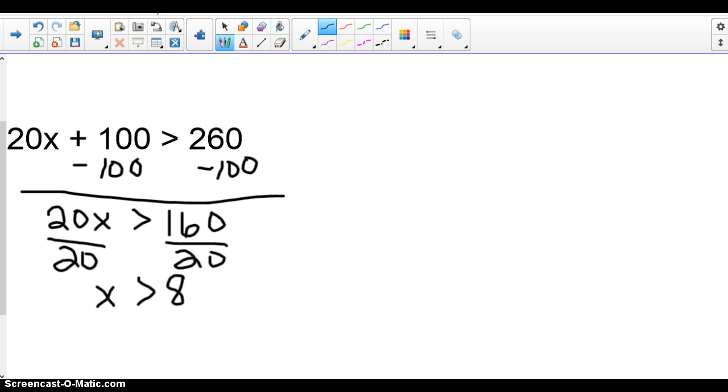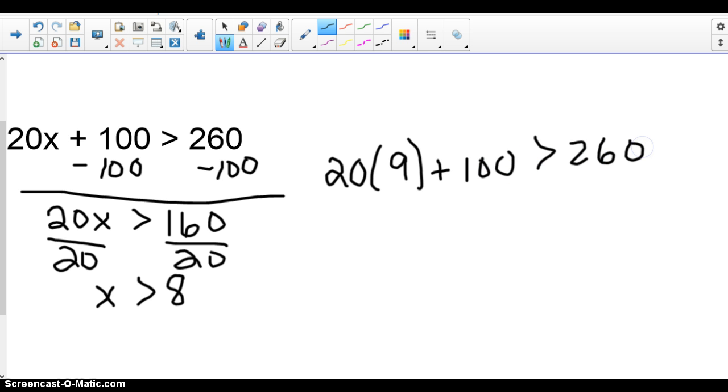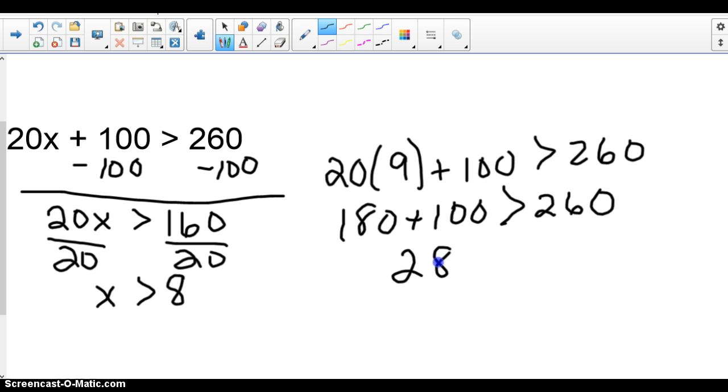So in order to double check this, the most simple way is to go one number above your solution. So you've got x is greater than 8, so we're going to choose 9 to double check this and substitute in 9 where the x is located and see if it makes a true statement. We've got 20 times 9 is 180 plus 100 is greater than 260, and 280 is greater than 260, so that is a true statement.